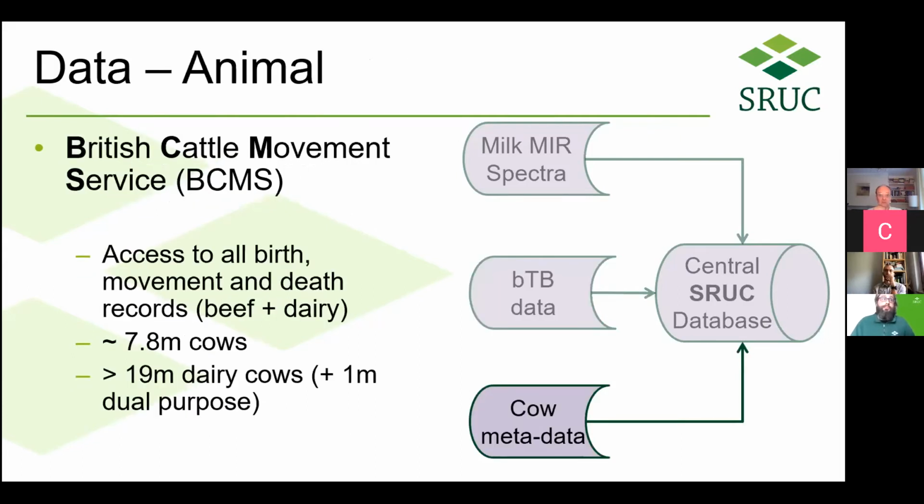We also have access to the British Cattle Movement Service database, which gives us a lot of historic data on all animals within Britain. So again, we can follow these animals wherever they go, from the date they're born to when they go off to slaughter.